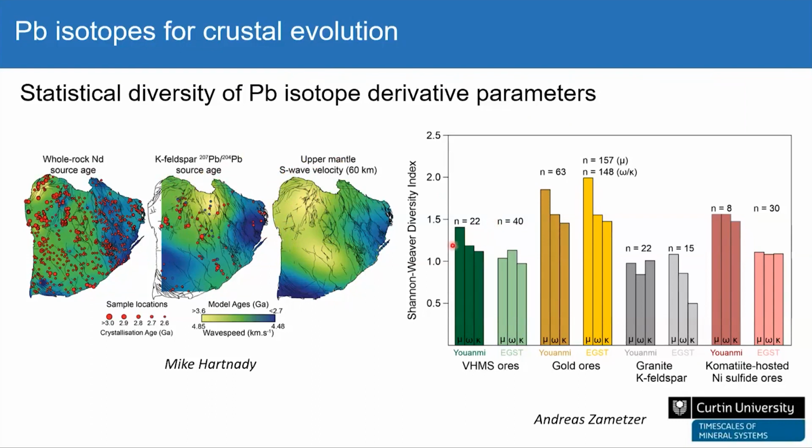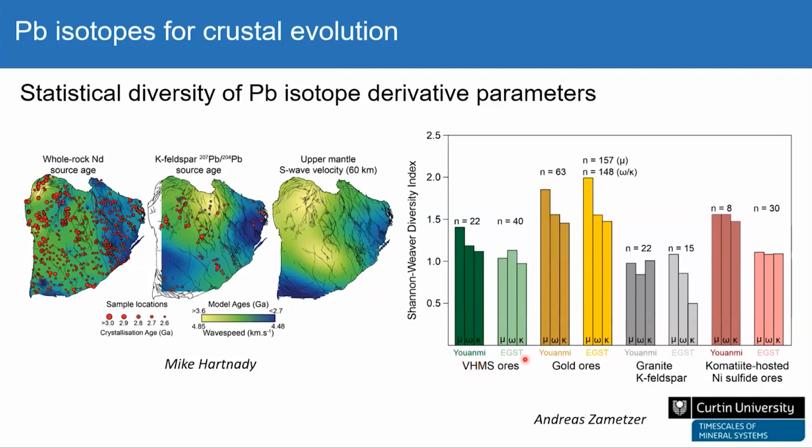On the right hand side, we've tried to do something a little bit different here. The Shannon-Weaver diversity index is a diversity index set up to actually understand biological populations, so how much variation there is in a pond, for example. So if there's a wide range of different values or different species within a pond, you'll have a high diversity index. If you've only got frogs in your pond, you're not going to have a large diversity index. Well, we can use the same thing for our lead isotope parameters. These lead isotope parameters are mu, which tells us about uranium, omega, which tells us about thorium, and kappa, which is the ratio between the two of these.